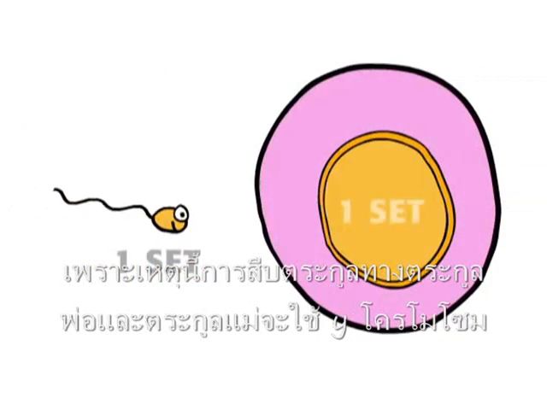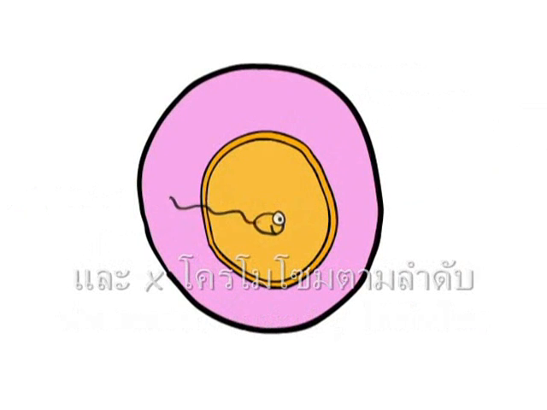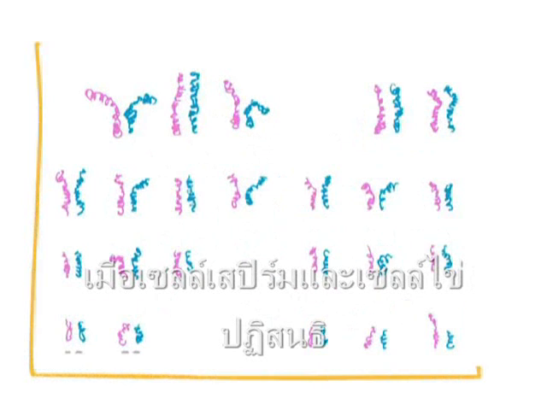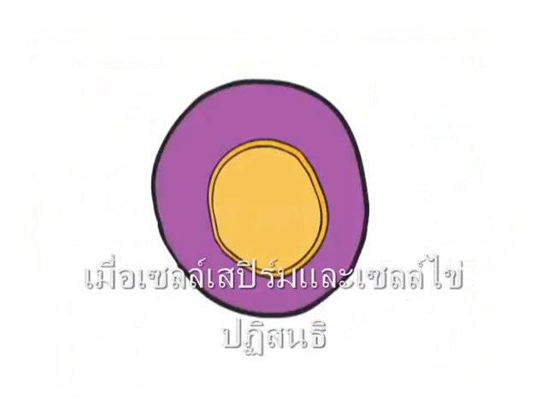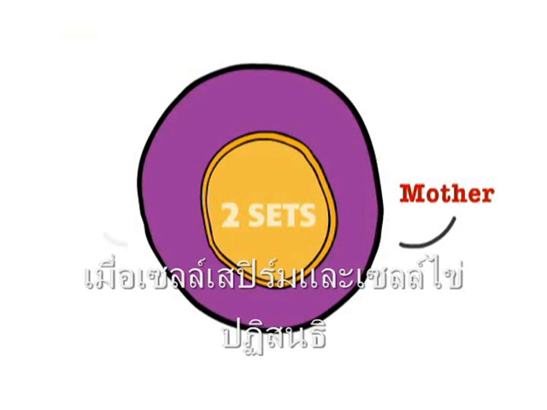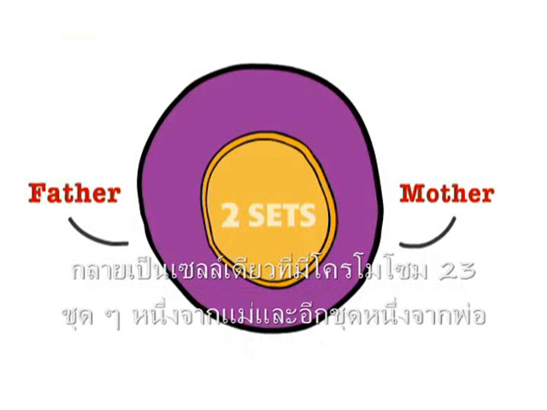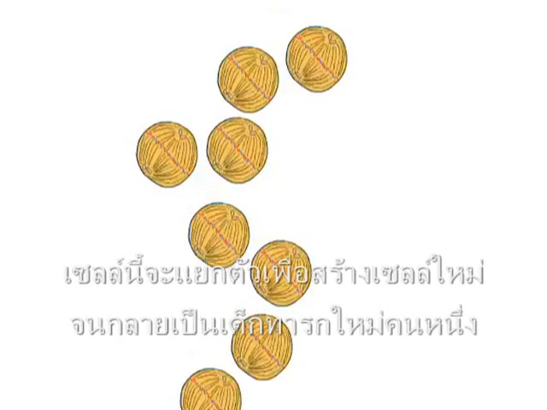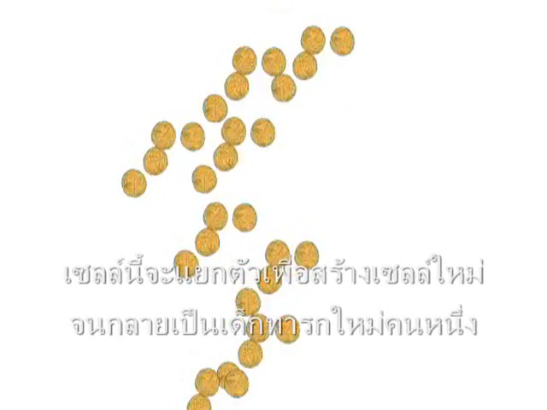When sperm and egg cells join together at fertilization, they create a single cell with two complete sets of 23 chromosomes, one set from your mother and one from your father. This single cell will divide to create new cells over and over until it creates a child.